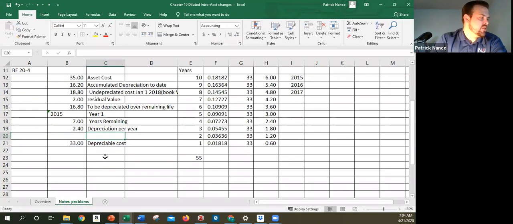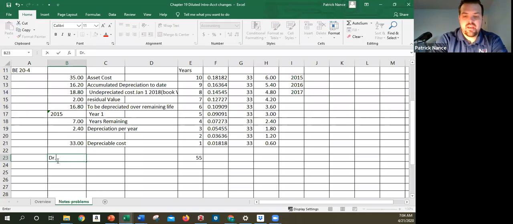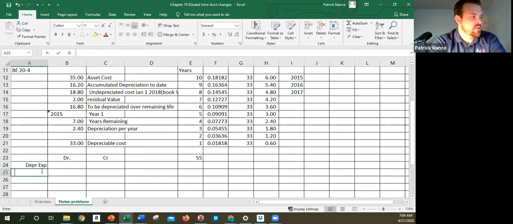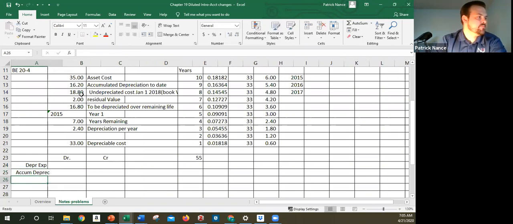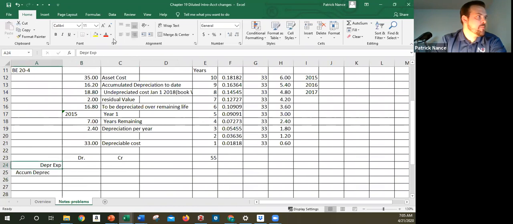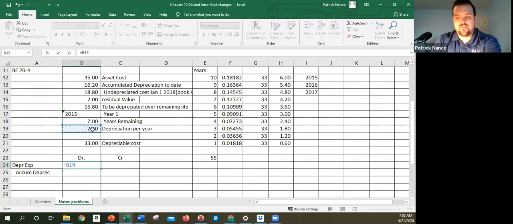It asks us to journalize this for 2018. And since we're only doing this prospectively, we don't need to worry about doing anything with retained earnings. This is simply a depreciation entry for the year 2018. So I would, as usual, debit depreciation expense and credit accumulated depreciation for 2.4 million that we just found.